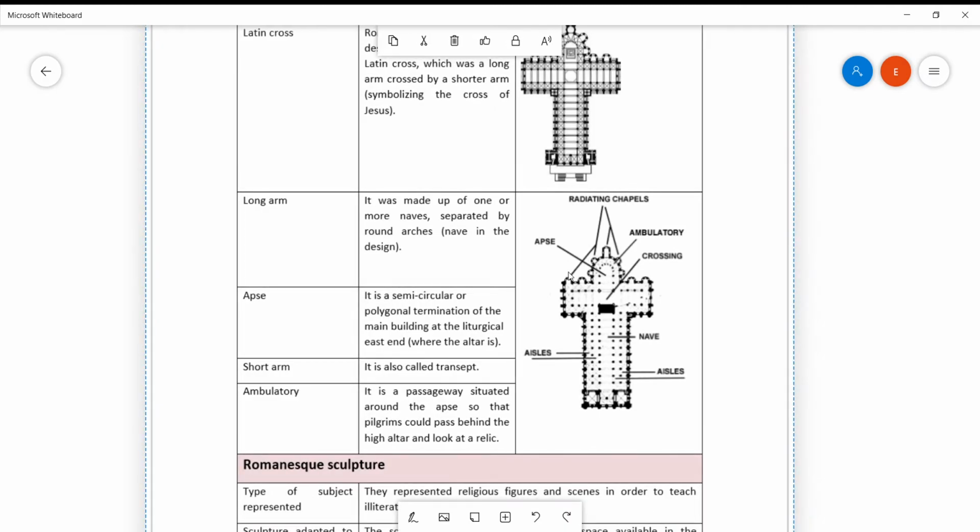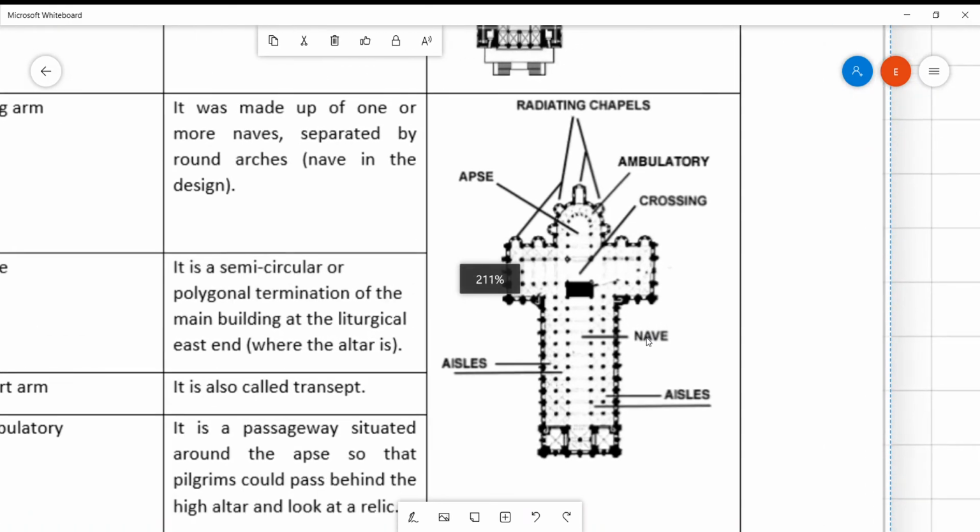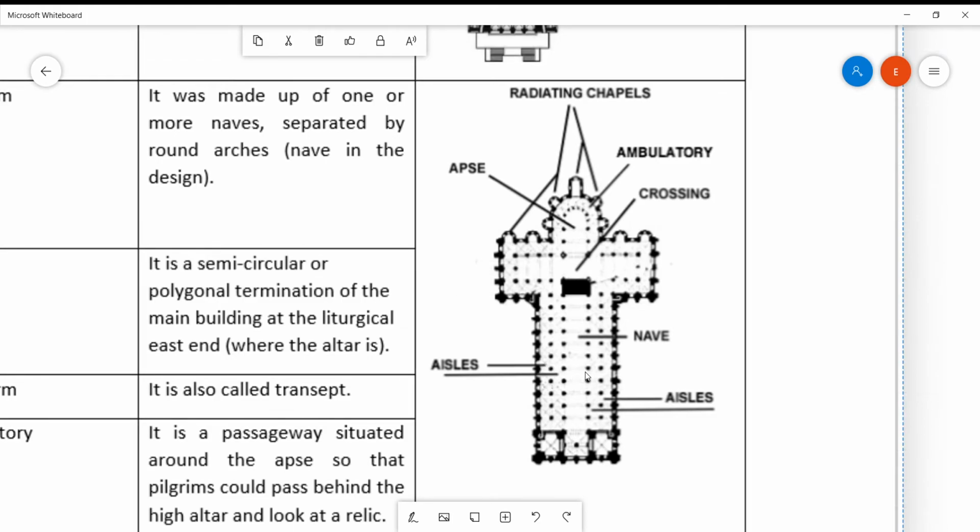Okay, then we have that the long arm is going to be made up of one or more naves. In this case, for example, we have 1, 2, 3, 4, 5 naves. But the main nave, the central nave, we call that in English nave, but las naves laterales, ¿vale? We call this in English aisles. Okay, so we have the nave and the aisles.